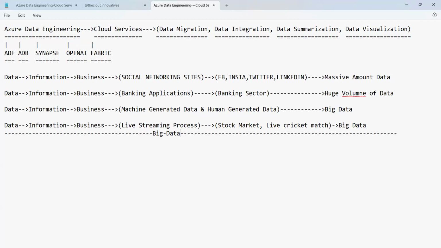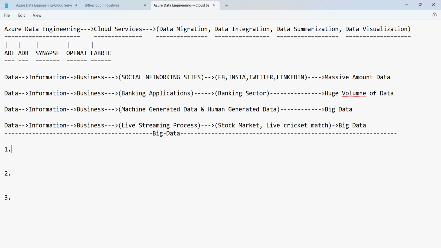The massive amount of data is called as what, guys? It is called as the big data. When it comes to big data, guys, everyone, the big data is classified into three categories.